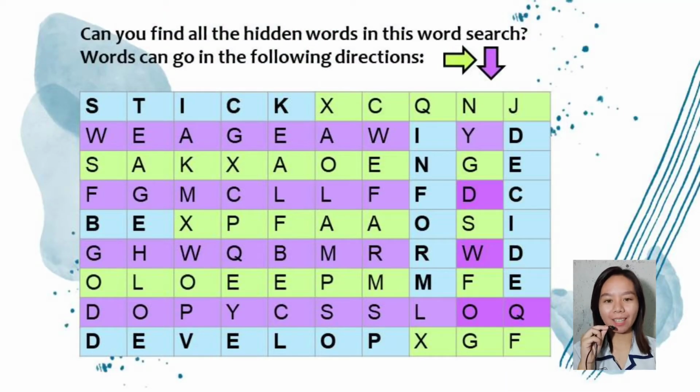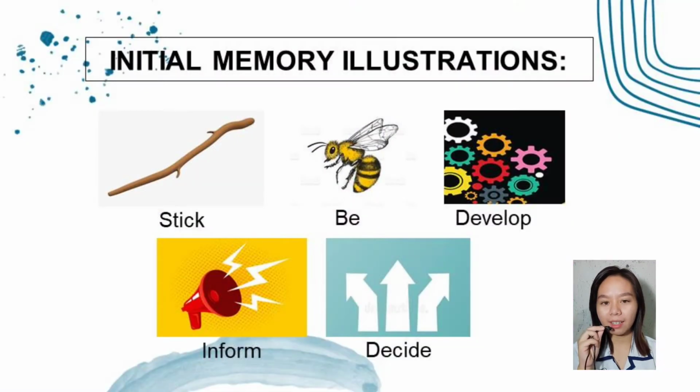Okay, the time is up. Did you find all the hidden words in this word search? Here are the following words: stick, be, develop, inform, and decide. These words are the initial memory illustration which you need in order for you to easily memorize the general guidelines in grading test or performance task.